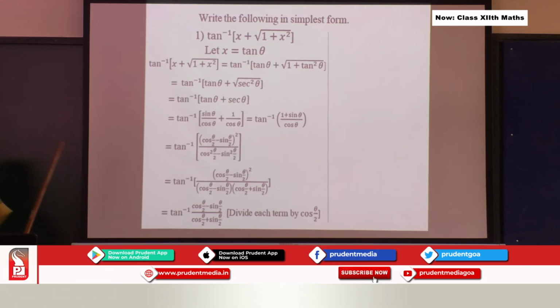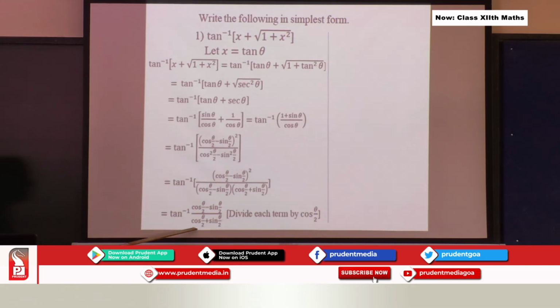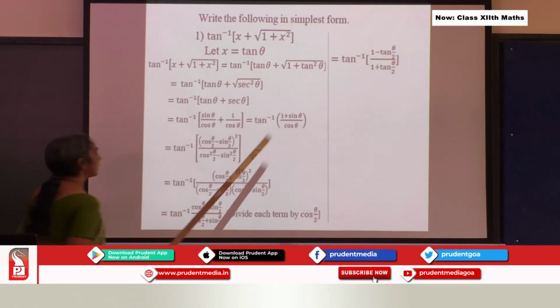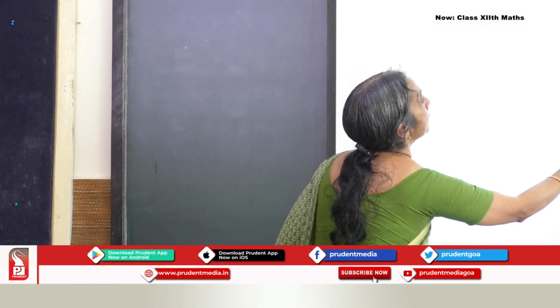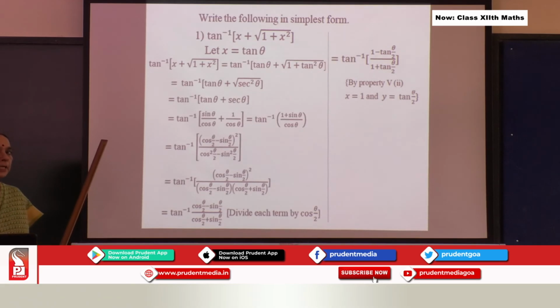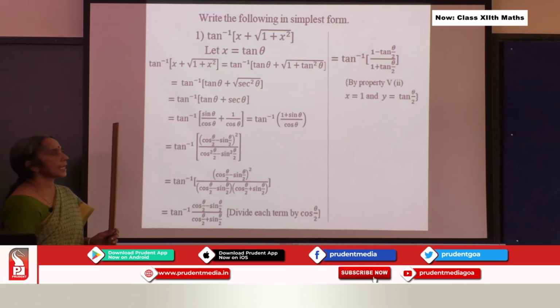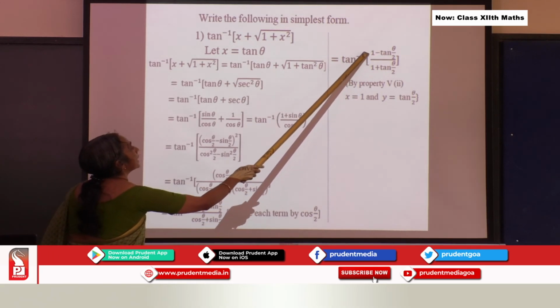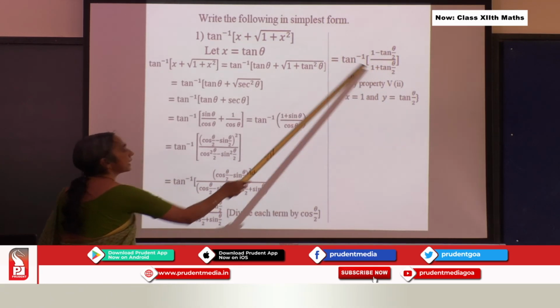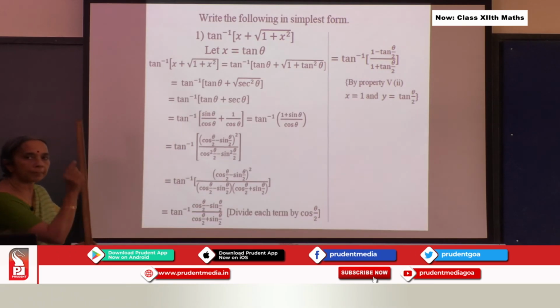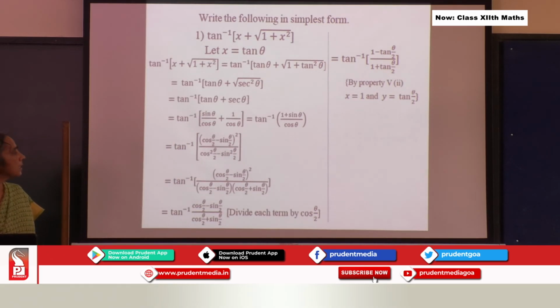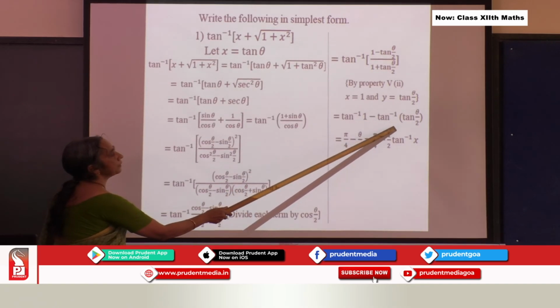It has to be divided by cos theta by 2. Divide numerator and denominator by cos theta by 2, that means divide each term in the numerator and each term in the denominator by cos theta by 2. Then it becomes tan inverse of 1 plus tan theta by 2 upon 1 minus tan theta by 2. By property 5.2, what is property 5.2? Tan inverse of x minus y upon 1 plus xy is tan inverse of x minus tan inverse of y. So here we take x is 1 and y is tan theta by 2, and this 1 we keep as it is, and tan theta by 2 we can write as 1 into tan theta by 2, so x into y. So it is in the form x minus y upon 1 plus xy. So it is tan inverse of 1 minus tan inverse of tan theta by 2.